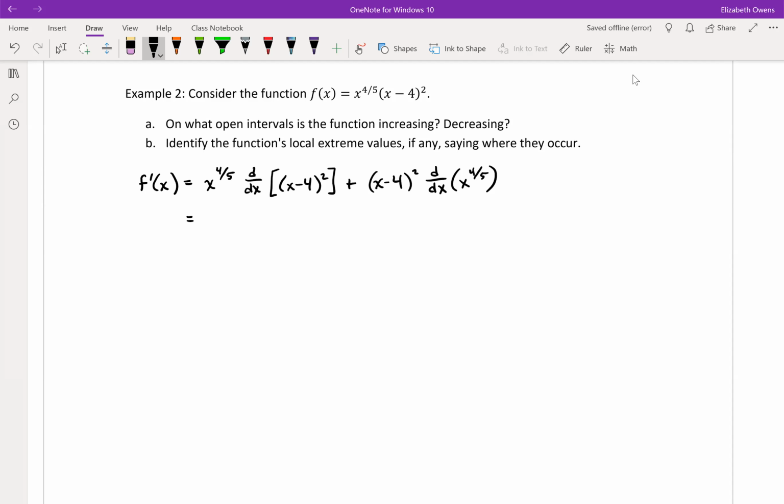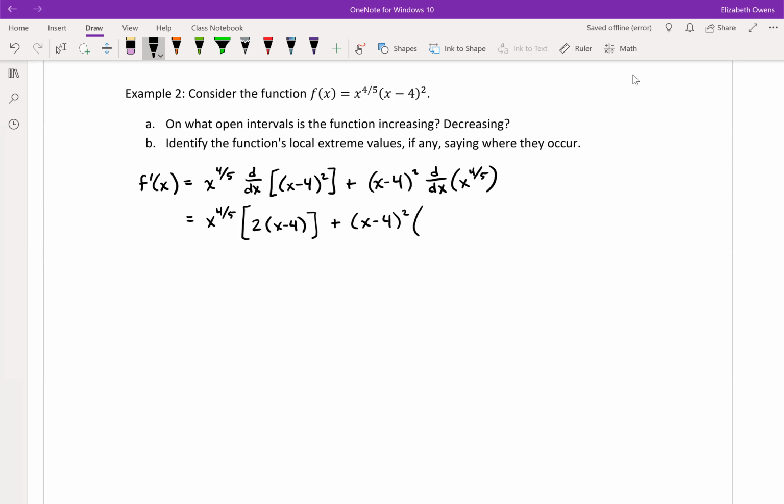Okay, so we'll have x to the 4/5 times, that would be 2 times x minus 4 to the first power. And then just seeing if there's anything with the chain rule there, times the derivative of that inside would just be times 1. So we don't really need to show that. Multiplying by 1 isn't going to change anything. So we're just going to have 2 times x minus 4 for that derivative. And then we'll have our x minus 4 squared here.